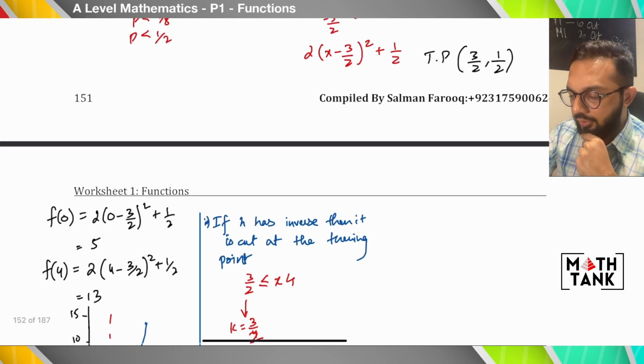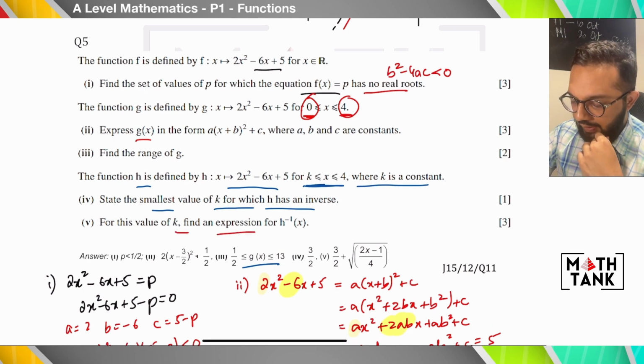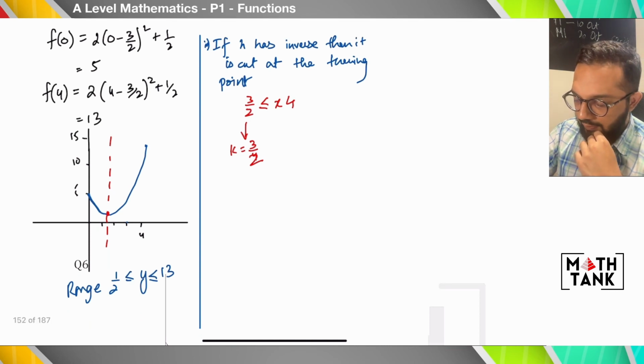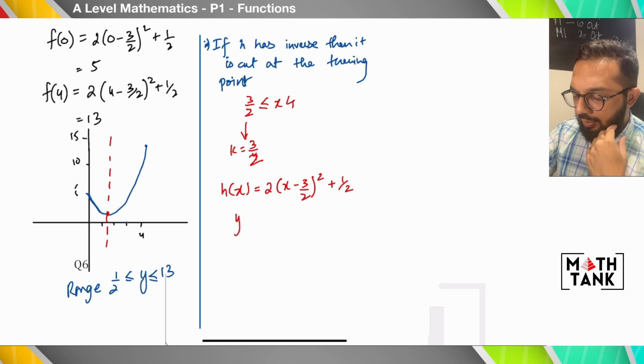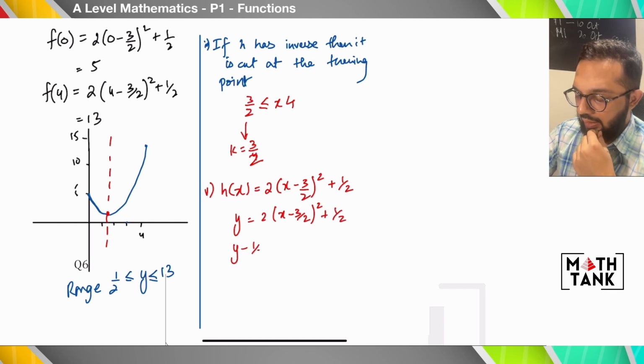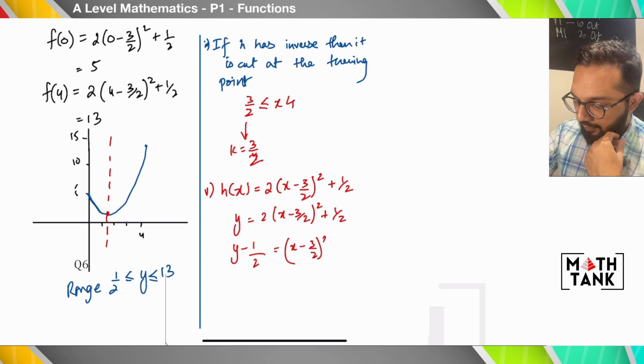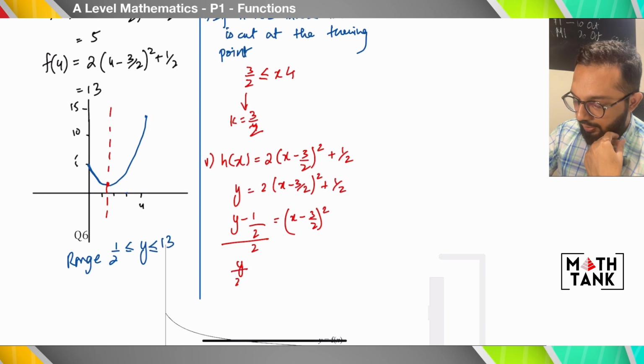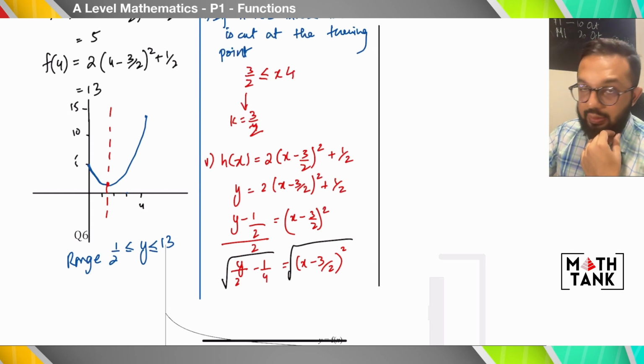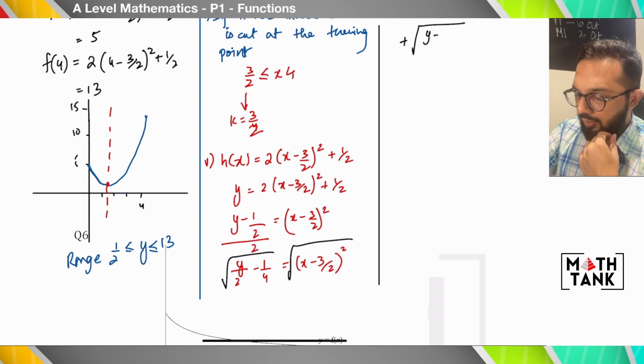Moving on. Then for this value of k, find an expression for h inverse. I know that the inverse function for a quadratic can only be obtained from the completed square form. So I have x minus 3 over 2 whole square plus half. I'm going to write y equals that, then y minus half, and then divide by 2 on both sides. There's a divide by 2, so this becomes y over 2 minus 1 over 4. Now I'm going to put a root sign and say that there are two possibilities with a plus and a minus, but since my graph is to the right of the turning point, I'm going to take the plus and say that root of y over 2 minus 1 over 4 equals x minus 3 over 2.